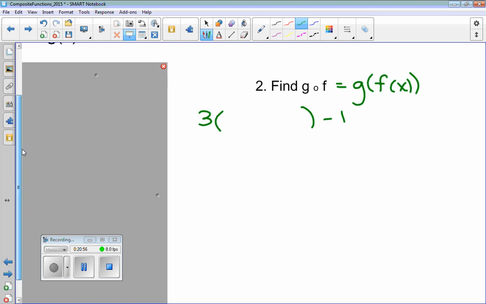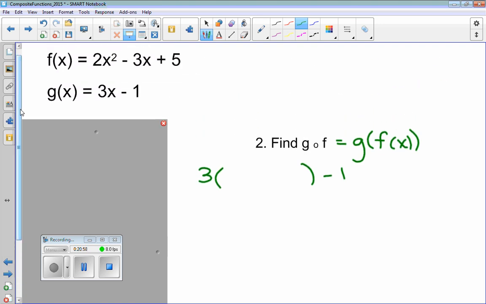So 3 parentheses minus 1. 3x minus 1. Rather than x, what goes inside those parentheses? Well, f does, because f is on the inside. We started off with g, our outer layer. We put parentheses everywhere there was an x, and then we're plugging in the other one. So inside goes this, 2x squared minus 3x plus 5. All of that goes inside.